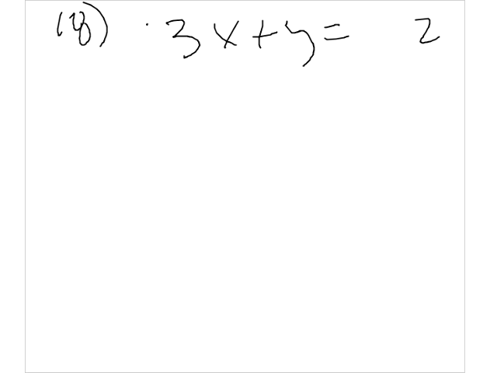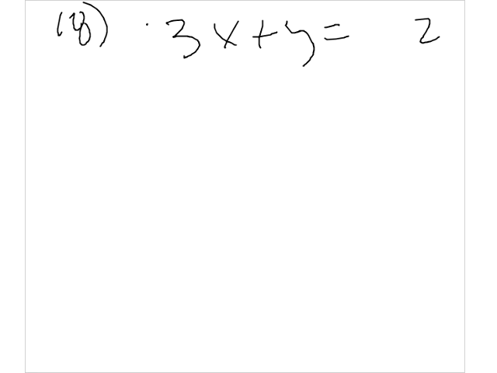Here is question number 18, and it's 3x plus y equals 2. However, this time they want us to get y by itself. Before, we had y given to us, so we were just able to directly start plugging in.